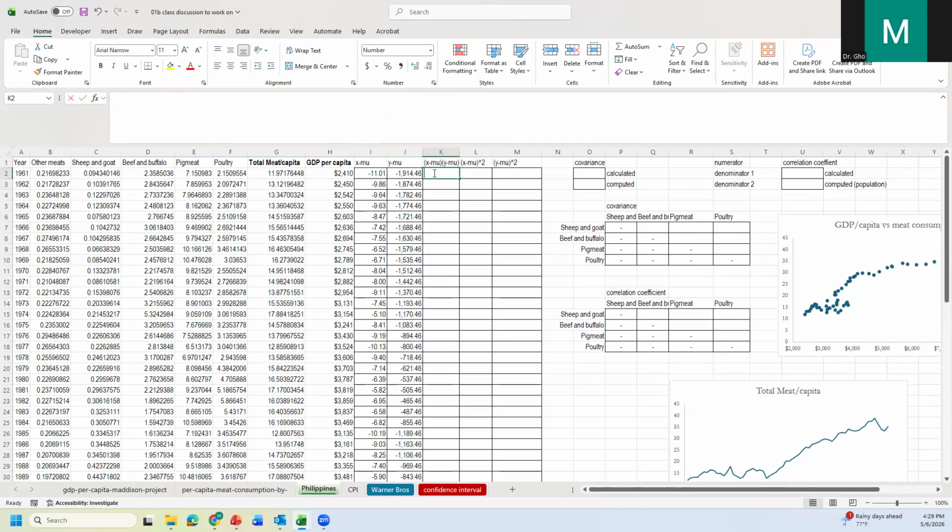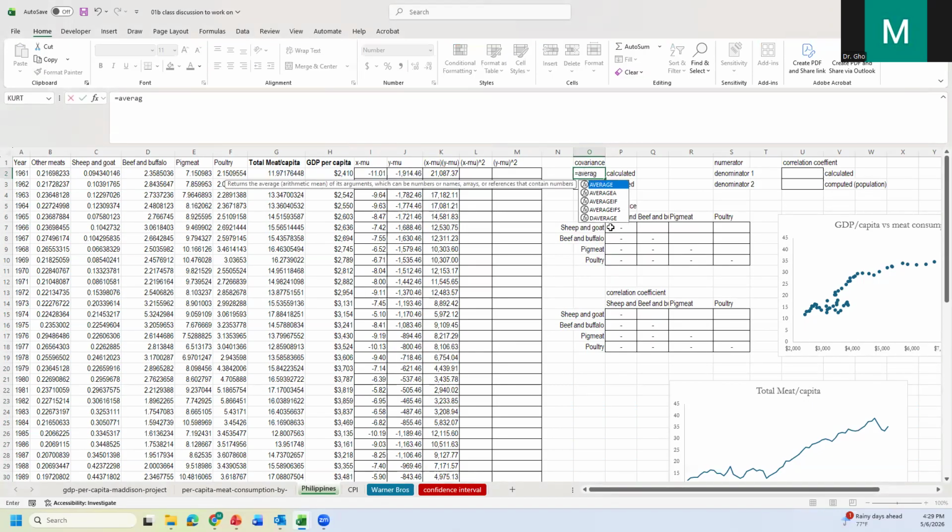Then let's take the product of those two. I times J. I'll copy that all the way down. And now we can calculate the covariance, which is the average of what we have there. We've got this value 12,834.4.